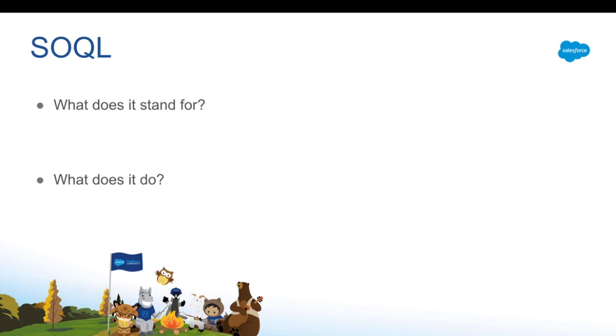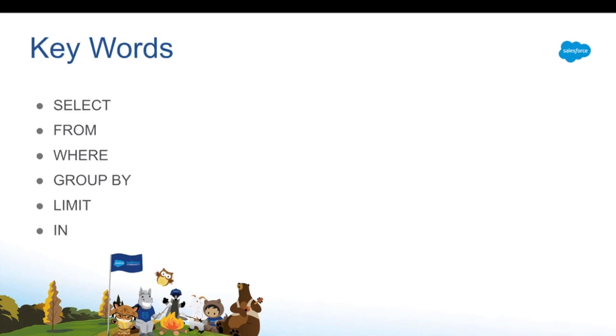So, keywords that you're going to use in SOQL, the ones that will help you determine which results you get back, are the following words. So, you've got select, from, which I would imagine are probably self-explanatory for you, but we'll go through them in a minute anyway. Then we've got a couple of extra ones that we can use to refine the results: where, group by, limit, and in.